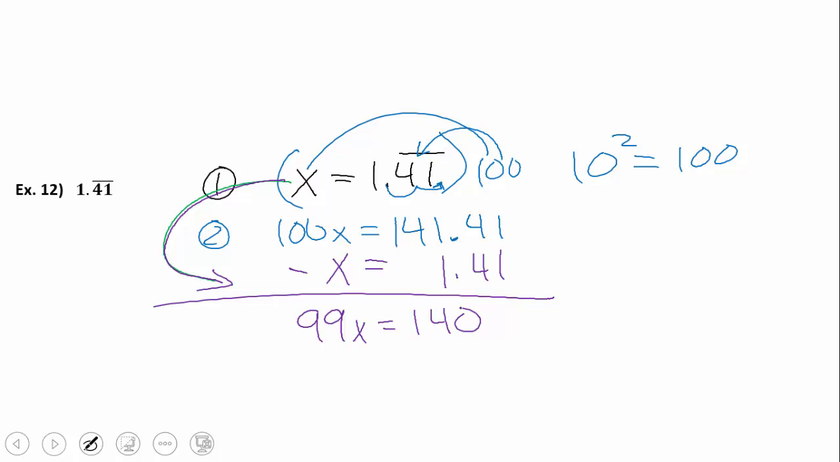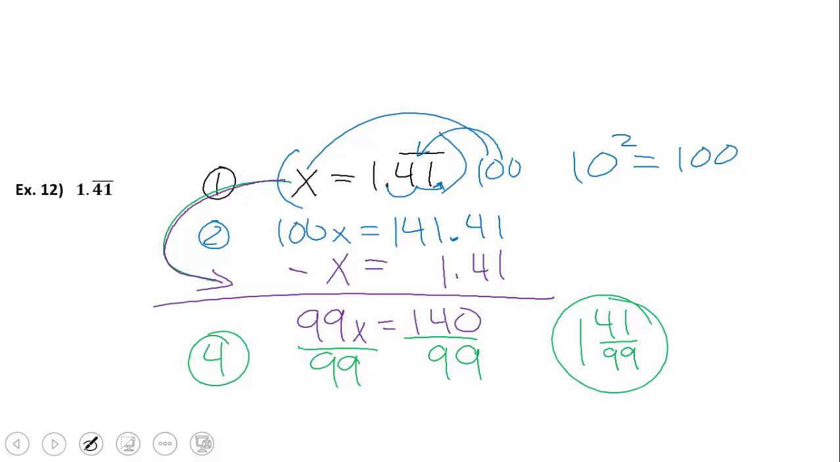All right. So now, step 4. Step 4 is to solve. So we're going to divide by 99. And what do we have? Well, 99 goes into 140 one time, and there would be 41 left. So 1.41 repeating would give us 1 and 41/99 as a mixed fraction. All right?